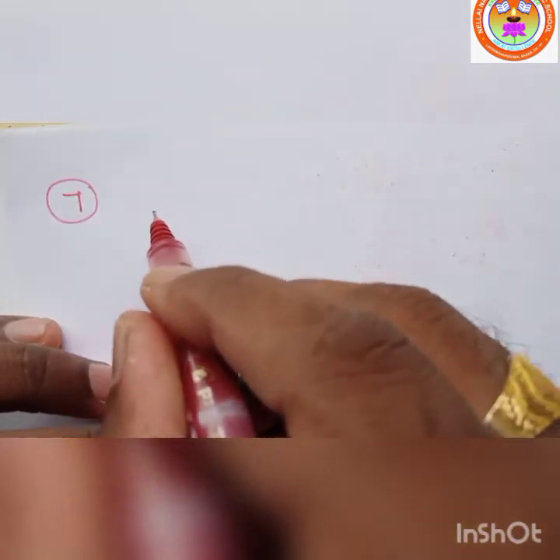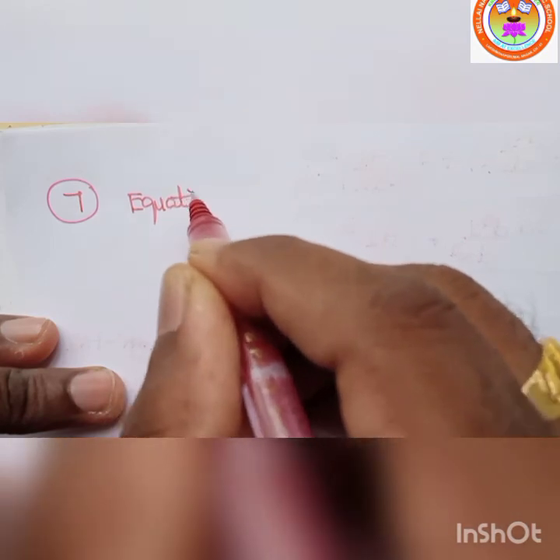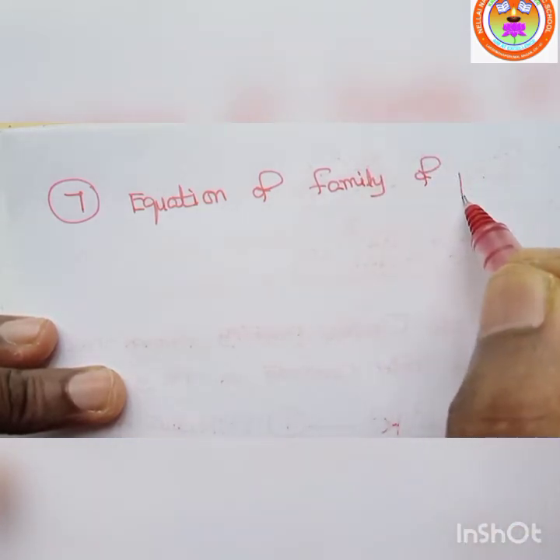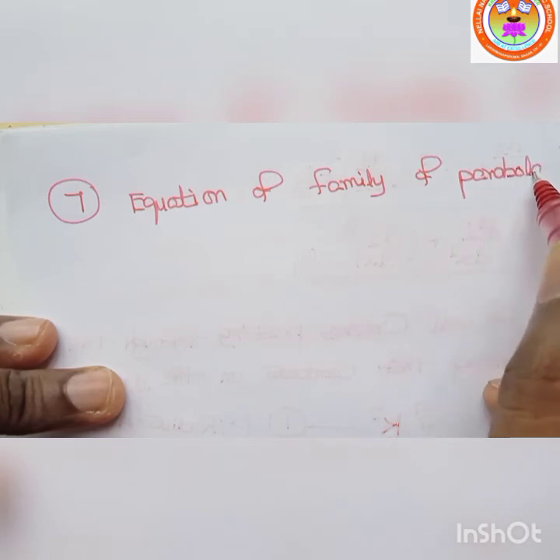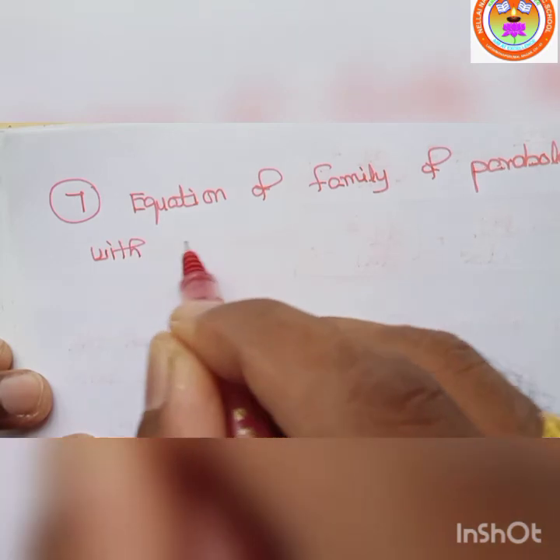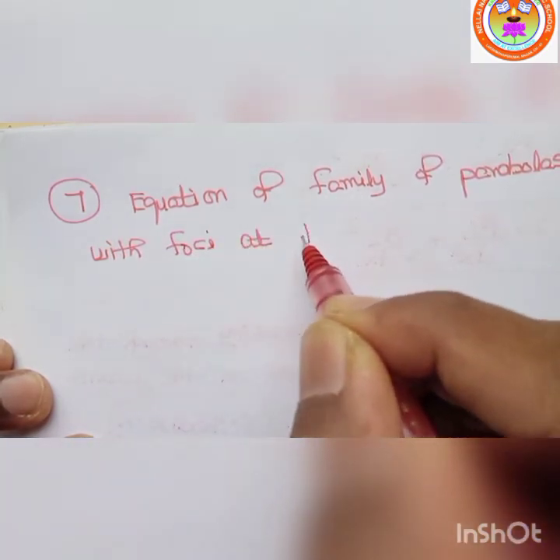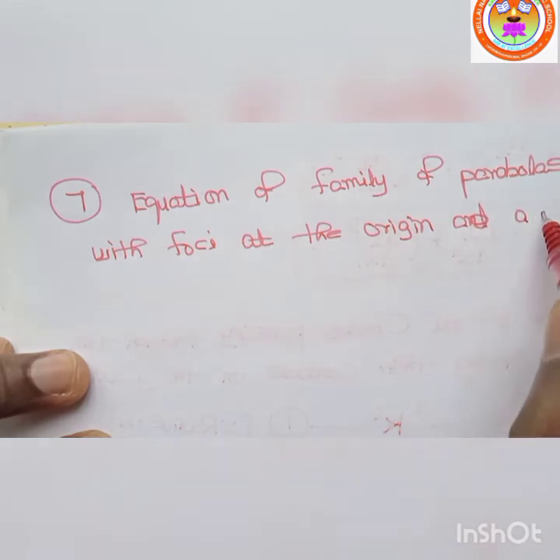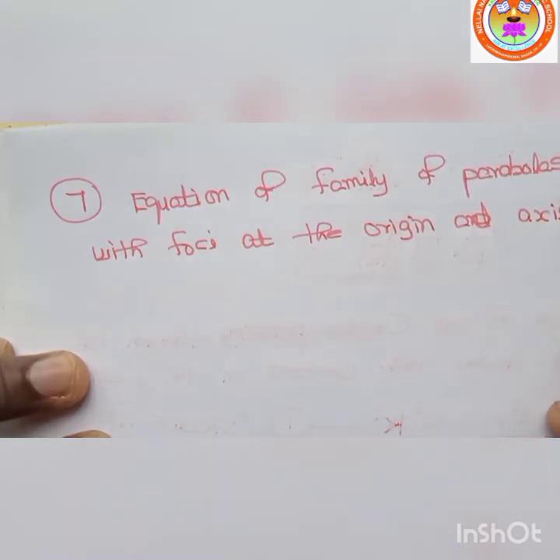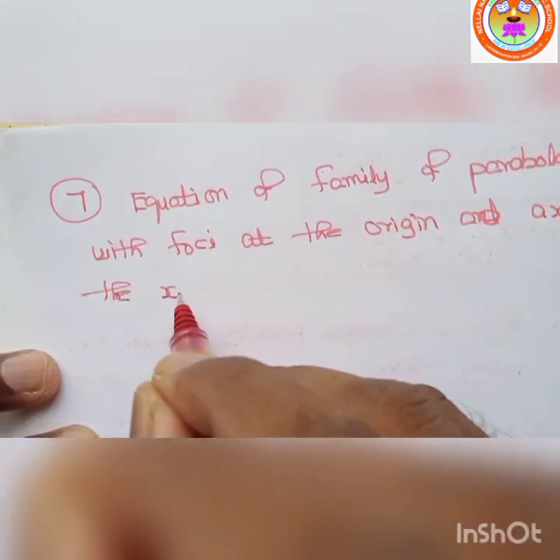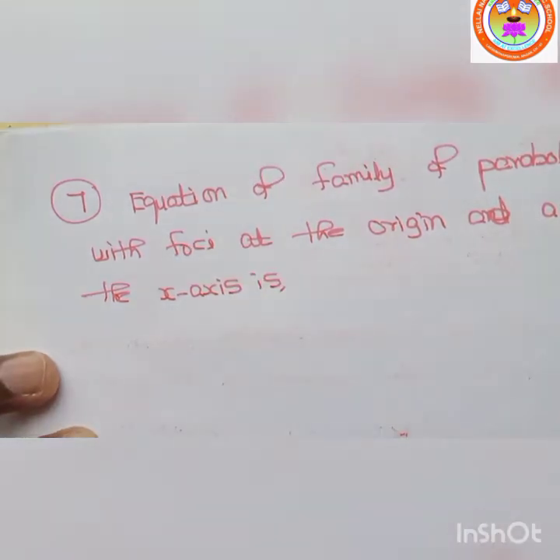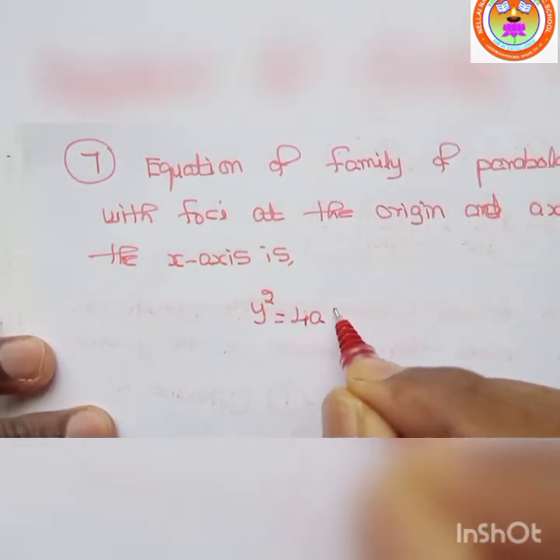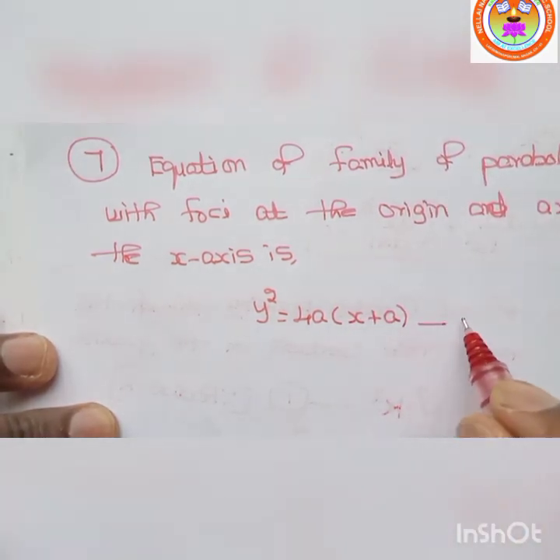So the equation of the family of parabola with foci at the origin and axis along the x-axis, the formula is y square equal to 4a into (x plus a). Take this as equation number 1.